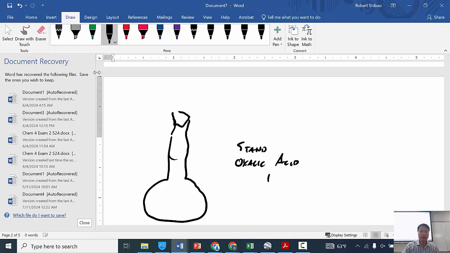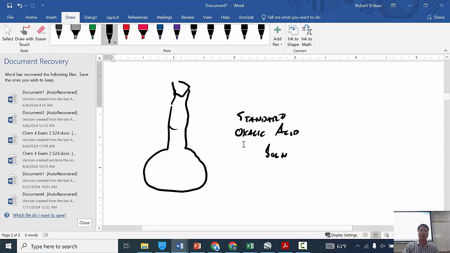This is called standard oxalic acid solution. It's a standard solution. What qualifies it as a standard solution? Well, one thing is we'll know the concentration. The concentration, in terms of molarity, is going to be, we're going to do another calculation here.